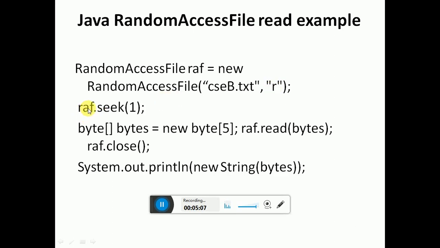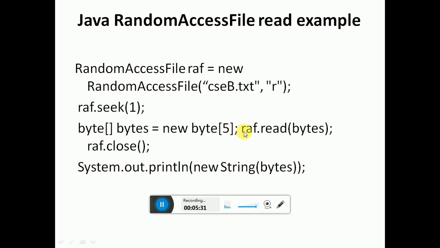In this line we are going to call a method called seek, and into this method we give 1 as an argument, which indicates that we are going to send the file pointer to the first position in the file. Now we are going to create an array of bytes with the name bytes, and the size of the array is equal to 5.